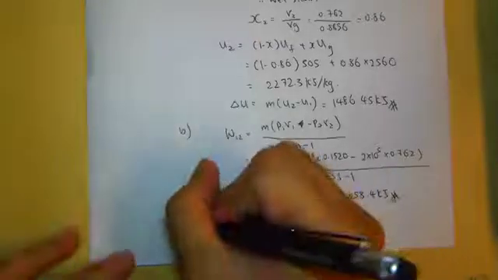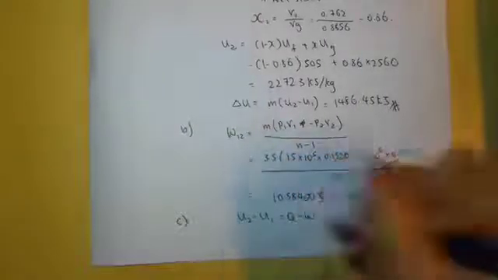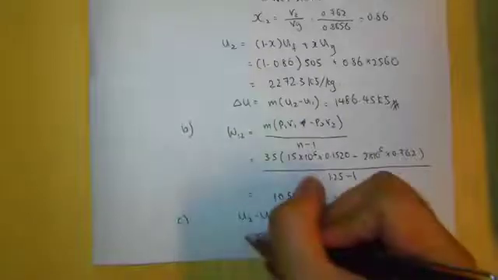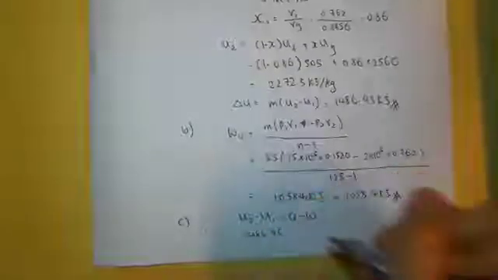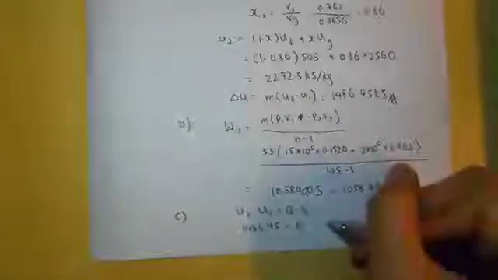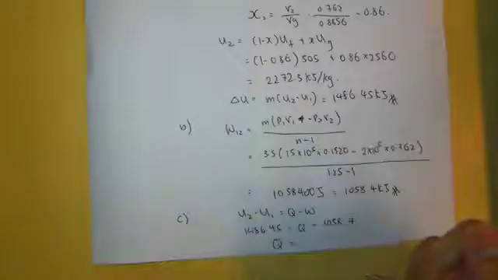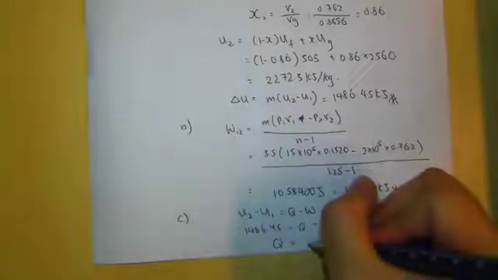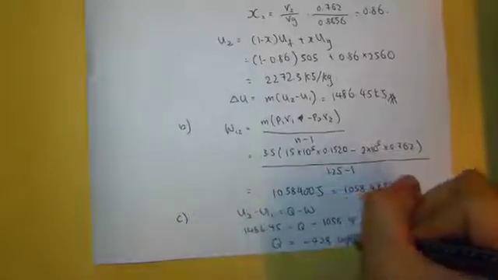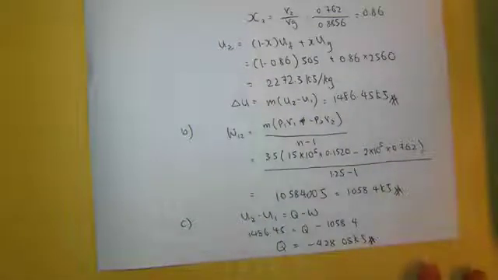So for C, again we apply the non-flow equation. We have our delta U already, which is 1486.45. Q is our unknown. Minus away the W. So from here Q can be calculated to be minus 428.05 kilojoule. So this is your Q value.